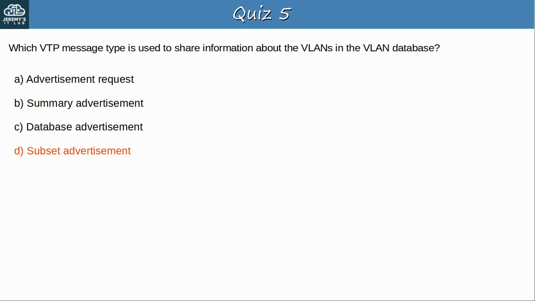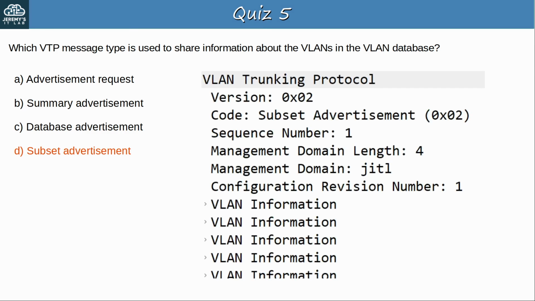Okay, the answer is D, subset advertisement. A subset advertisement like this one will include VLAN information fields, each one giving information about a particular VLAN, such as its VLAN number and name. A, advertisement request, is a message type used to request a VTP advertisement. B, summary advertisement, is used to give basic information like the VTP domain name and revision number, without sending the whole VLAN database. C, database advertisement, is not a valid VTP message type.